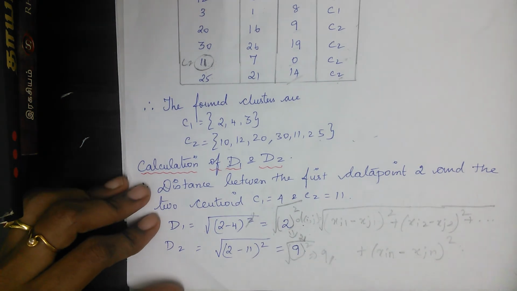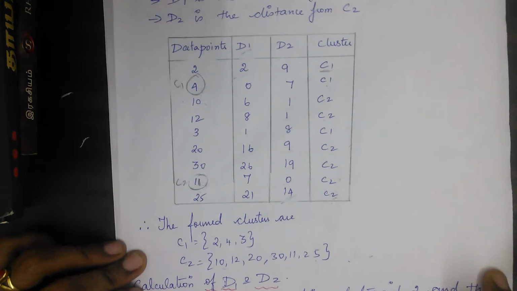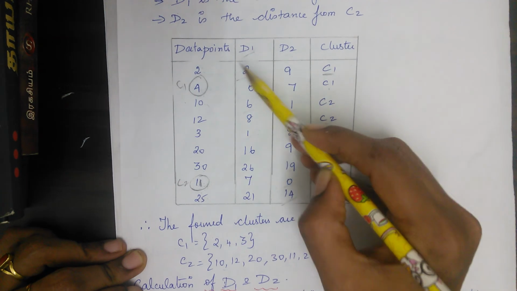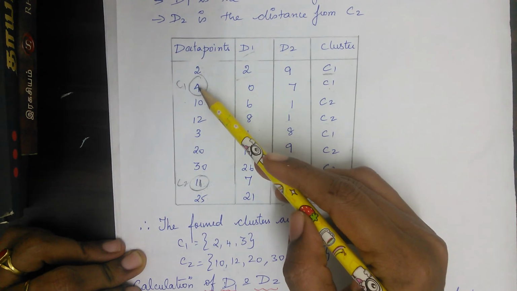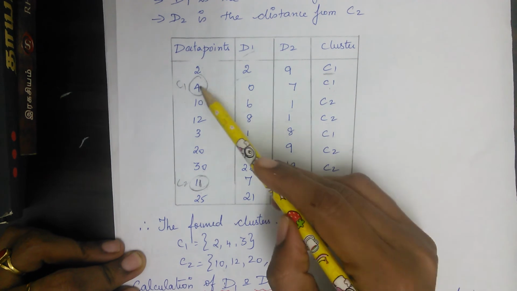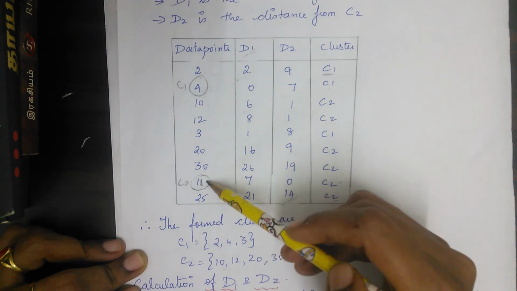So for the first data point, I've calculated 2 minus 4, squared into the square root, which is equal to 2, and then 2 minus 11, the whole square into the square root, gives me 9. So the distance d1 is 2 and d2 is 9. Likewise, 4 minus 4 is 0, and 4 minus 11 is 7. 10 minus 4 is 6, and 10 minus 11 is 1.